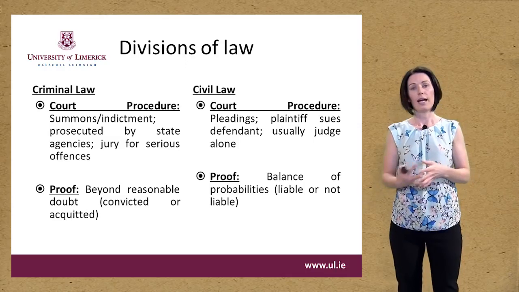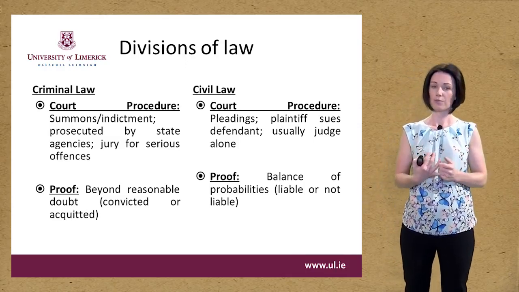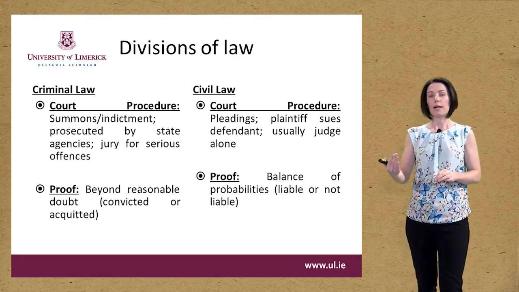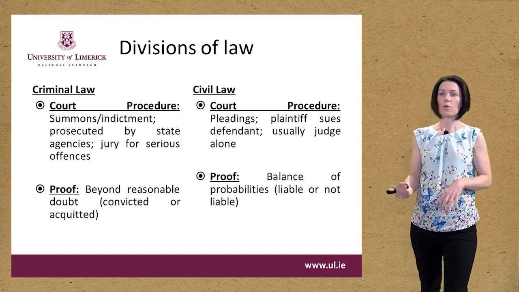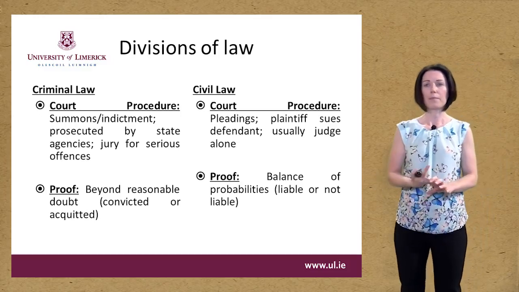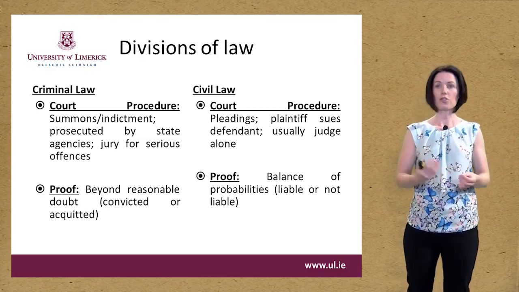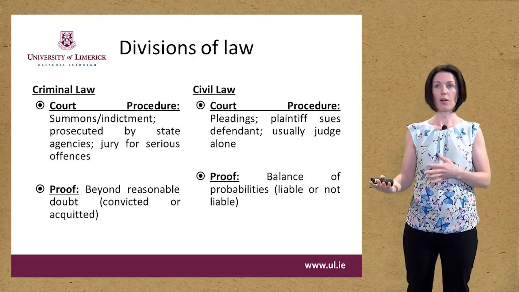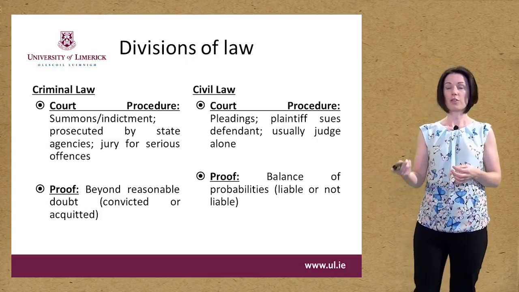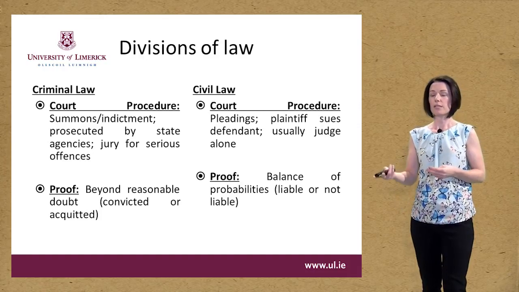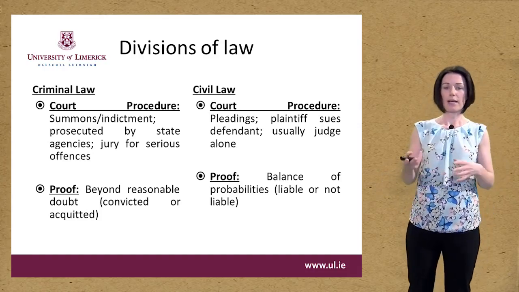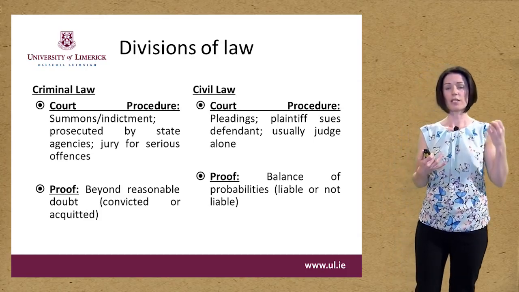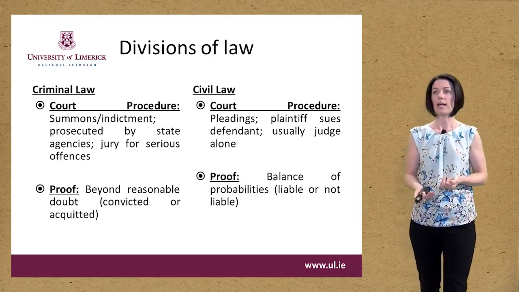In criminal law, the standard of proof is beyond a reasonable doubt, versus in civil law, the standard of proof is the balance of probabilities. So in criminal law, it would have to be proved to the judge and to the jury that the defendant committed a crime beyond a reasonable doubt before they could convict, whereas the balance of probabilities, in civil law, is that a situation is more likely than not to have occurred.